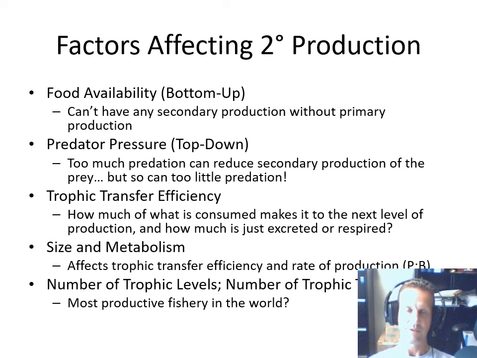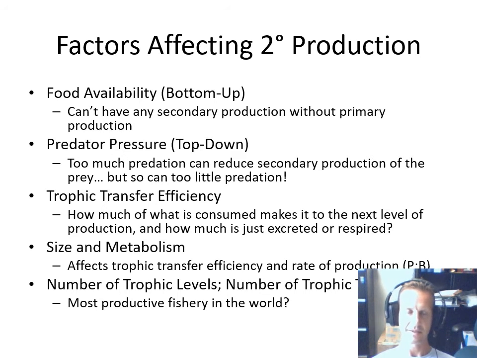Another thing that can affect secondary production is predator pressure. So if there are wolves eating up all the sheep and the sheep population is really low, then the secondary production of sheep is not going to be very high. Then again, sometimes predation can actually increase secondary production, because if it keeps the population low enough that the organisms are able to have plenty of food and grow rapidly, then their secondary production might actually increase. So predation can positively or negatively affect secondary production of the prey species.